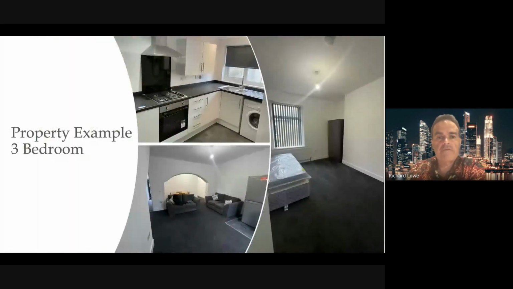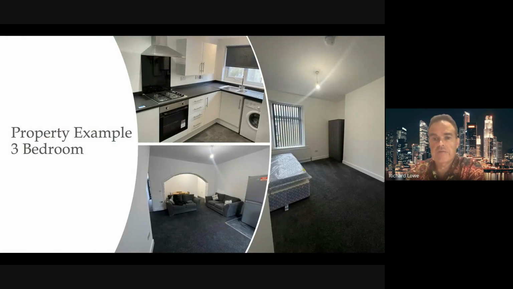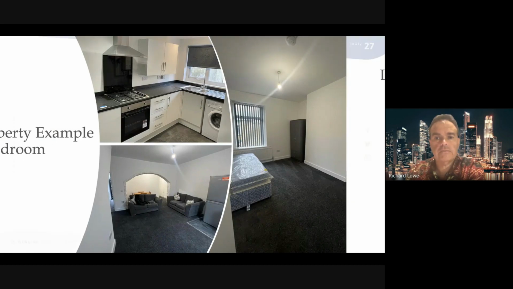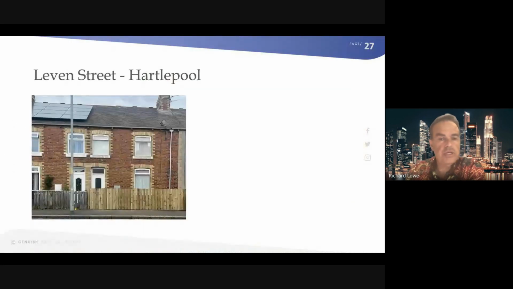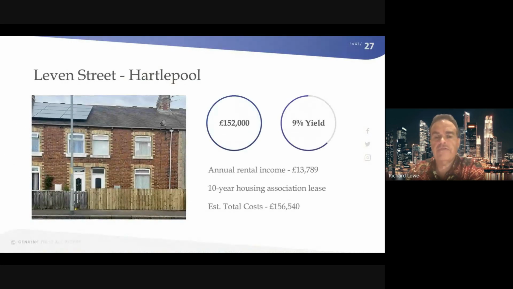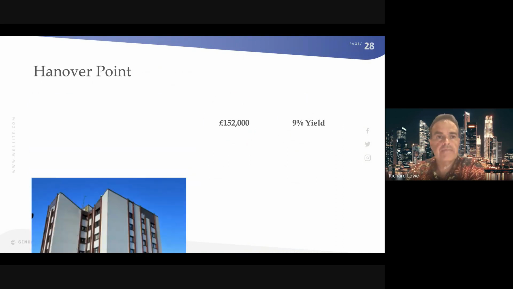So this is an example of a 3-bedroom property, and as you can see, the look and the feel and the quality of the fixtures and fittings is pretty much identical. This 3-bedroom unit is priced at £152,000, also at a 9% yield, and total costs when we build in the stamp duty and legal fees comes to just over £156,000.